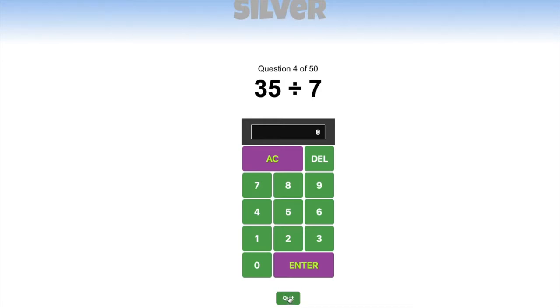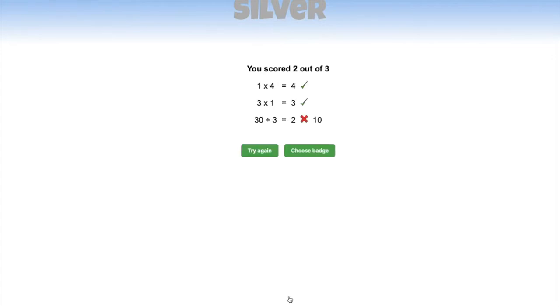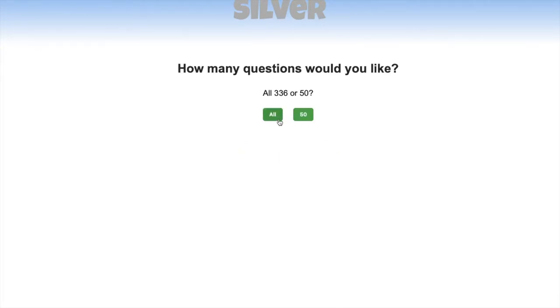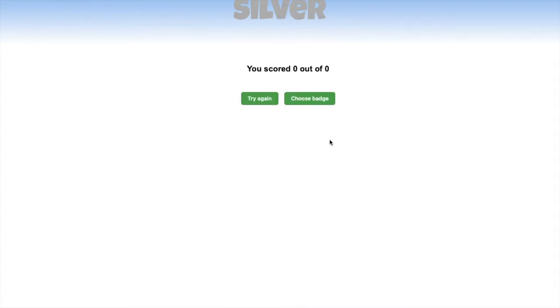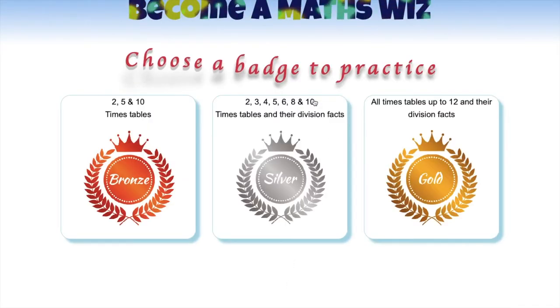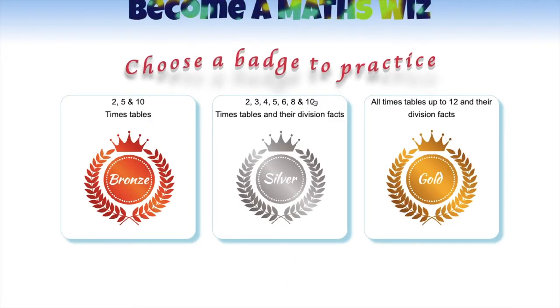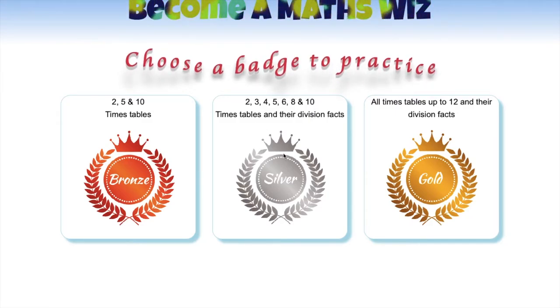You can click quit down here, so we've answered 4 questions, and that'll tell us, sorry, we was on question 4, wasn't we? We'd answered 3, and that'll tell us that we scored 2 out of 3. It'll show the results, the actual questions here and the answers, green ticks for correct. If you get it wrong, you'll have the red cross, and it will show you what would have been the correct answer. Now, if we click try again, it will just go back to here. How many questions would you like? If we choose choose badge, it just reloads the page, and we can choose a different one.